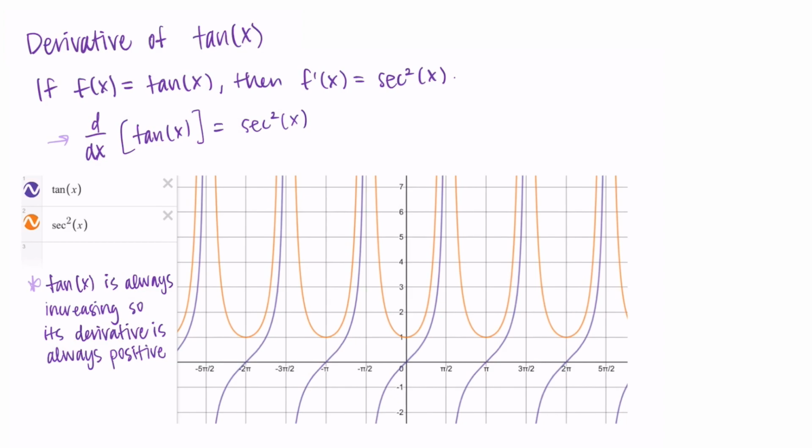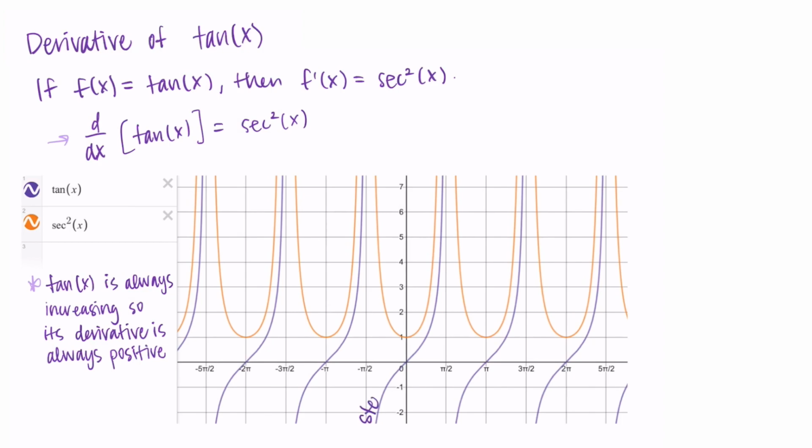Also, since tangent is undefined at pi over 2, 3 pi over 2, etc., this means its derivative is also undefined here. So it makes sense that our graph of secant squared has vertical asymptotes at the same values as tangent does. Let's just look at one more place on the graph of tangent just to make sense of its derivative. So let's look at x equals 0.